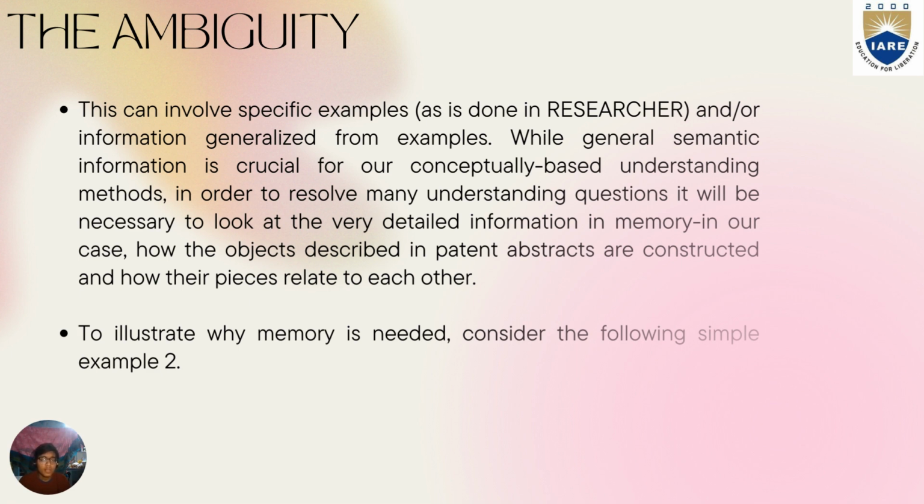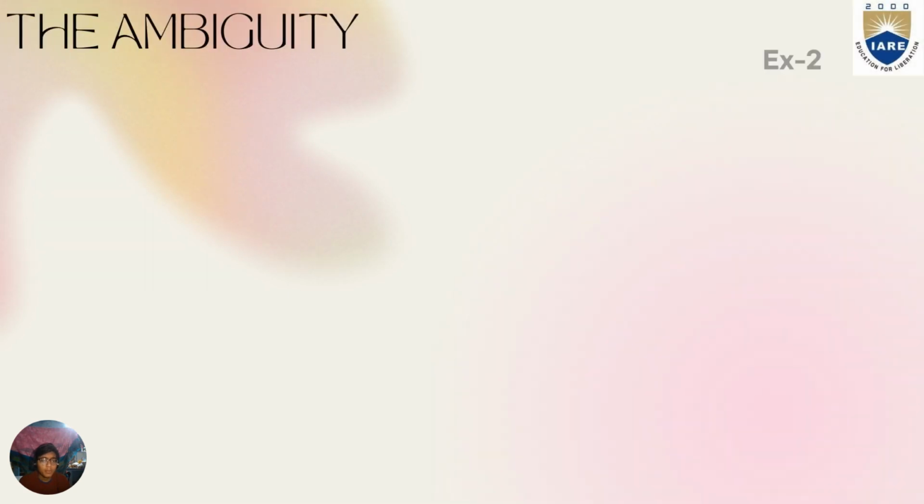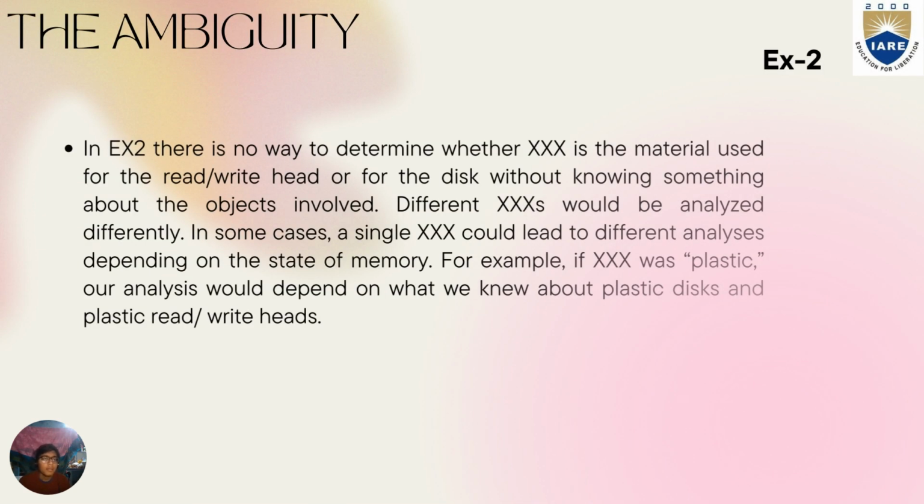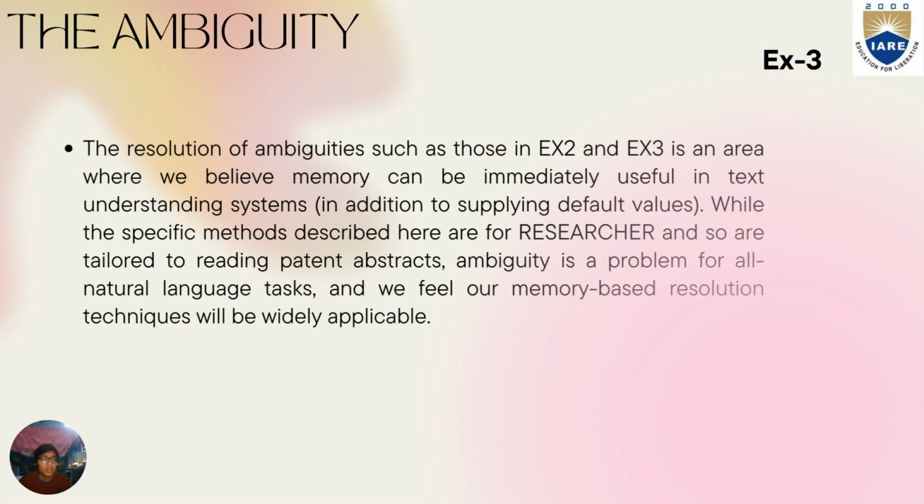To illustrate why memory is needed, consider the following simple examples 2 and 3. In example 2, there is no way to determine whether XXX is the material used for the read/write head or for the disk without knowing something about the objects involved. Different XXX would be analyzed differently. In some cases, a single XXX could lead to different analysis depending on the state of memory. For example, if XXX was plastic, our analysis would depend on what we knew about plastic disks and plastic read-write heads. Now, let's talk about example 3.